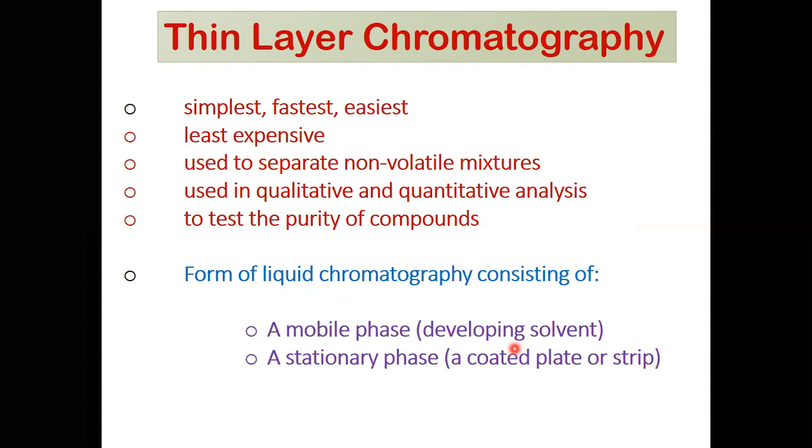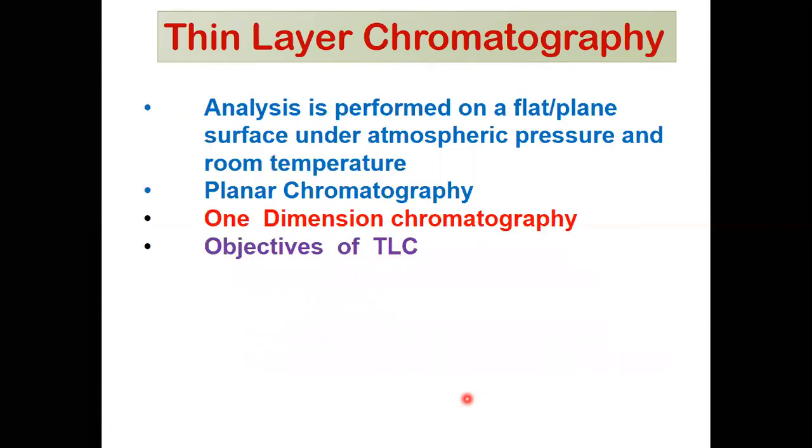Similar to other chromatographic methods, thin layer chromatography also consists of two phases: a mobile phase that is generally a developing solvent, and the stationary phase, a coated plate or strip. In thin layer chromatography, the shape of the stationary phase is plane. That's why it is known as planar chromatography. It is one of the examples of one-dimensional chromatography.